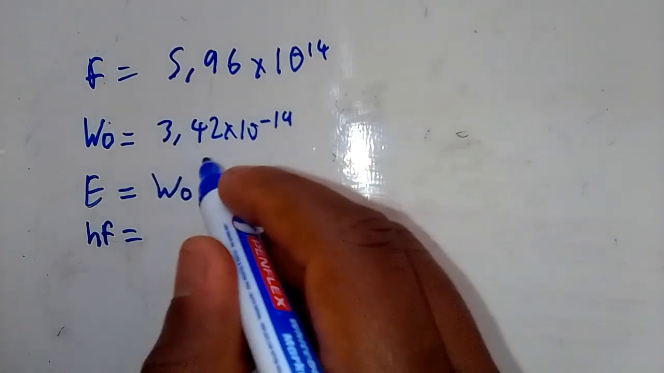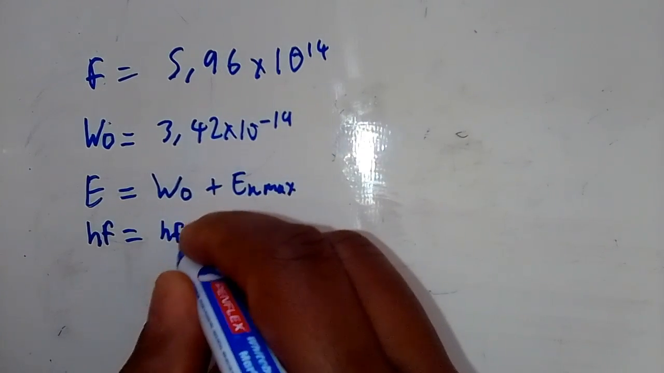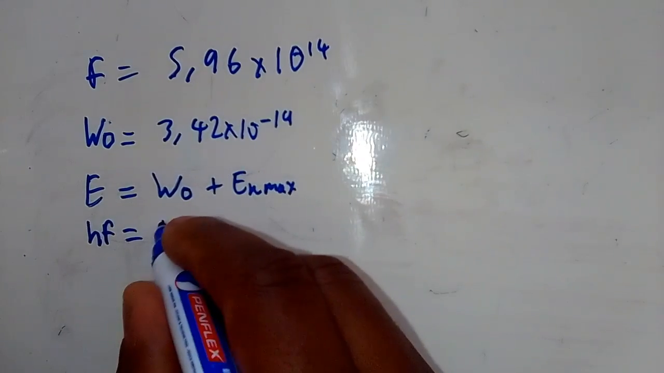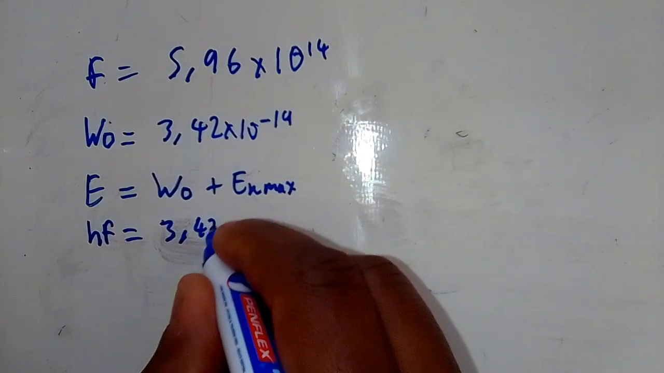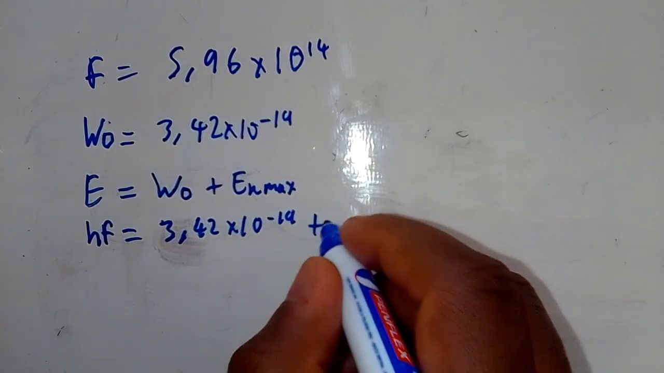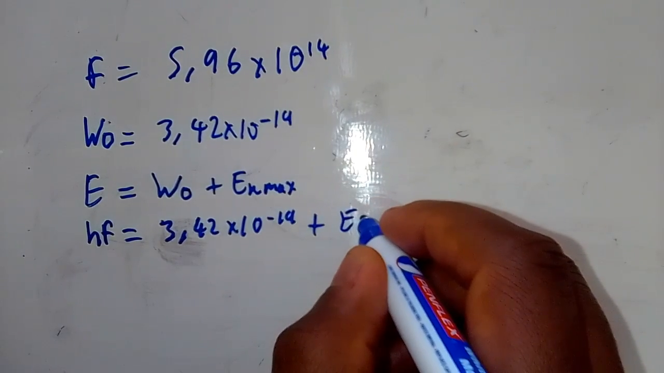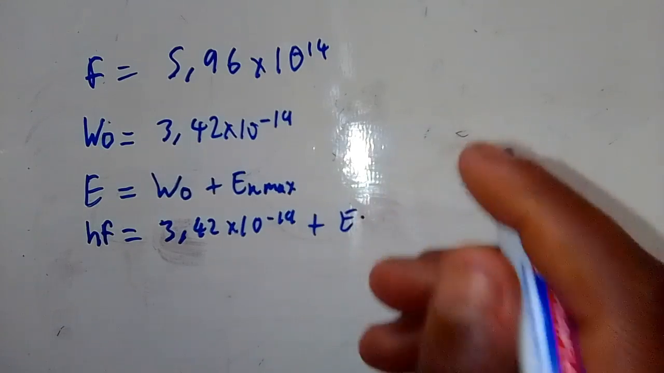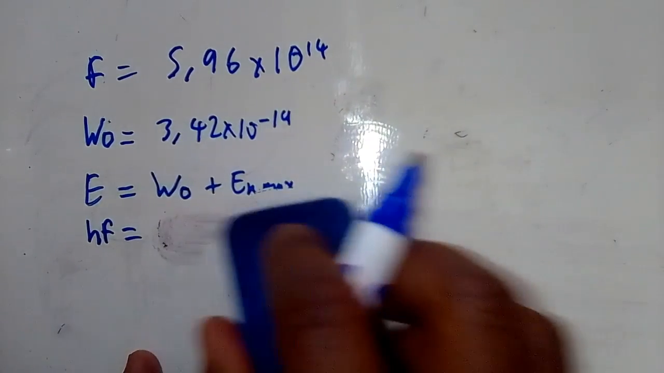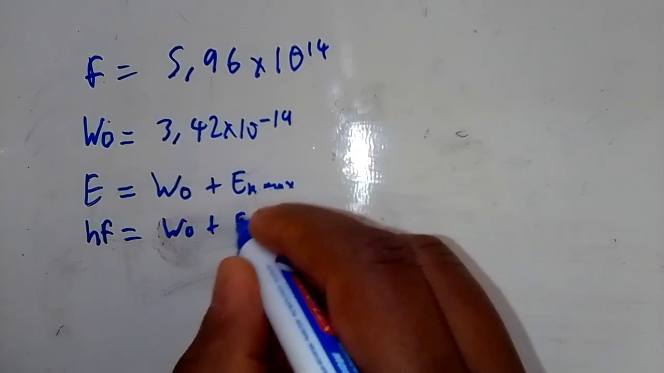Here we're given the work function. If we were given the threshold frequency, I would have said hf0, but we're not given the threshold frequency, we're given the work function. So this is going to be 3.42 times 10 to the power of minus 19. And then this is going to be plus EK max, which is what we are looking for, right? Let me just write it in symbols for now. So this is going to be work function plus EK max.